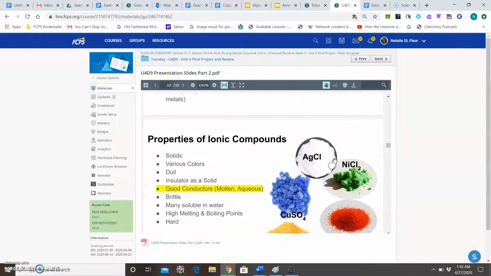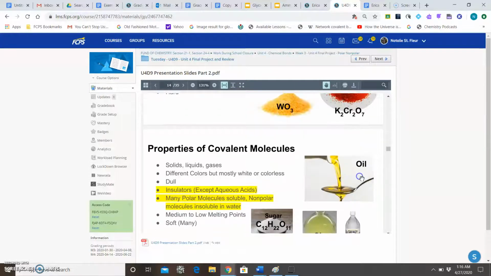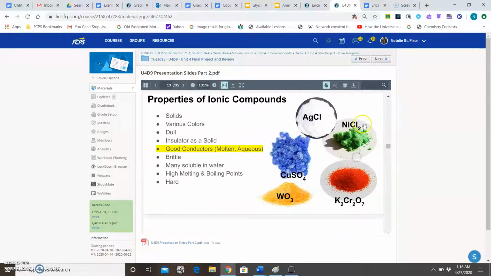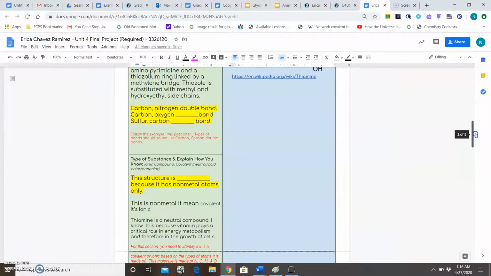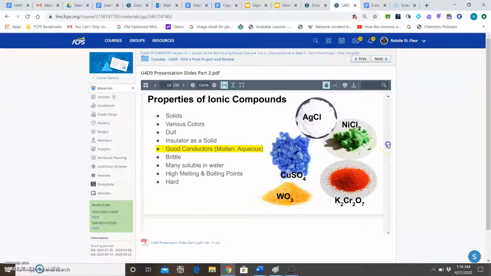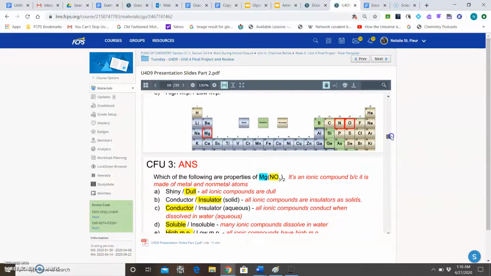It's either going to be ionic, right? Or it's going to be covalent. So these are the ones you're going to choose from based on what your substance is. So remember, you first have to decide in this part here, because it has all nonmetals, is it ionic or covalent? Once you know which one it is, then you can just choose from this list of properties here.